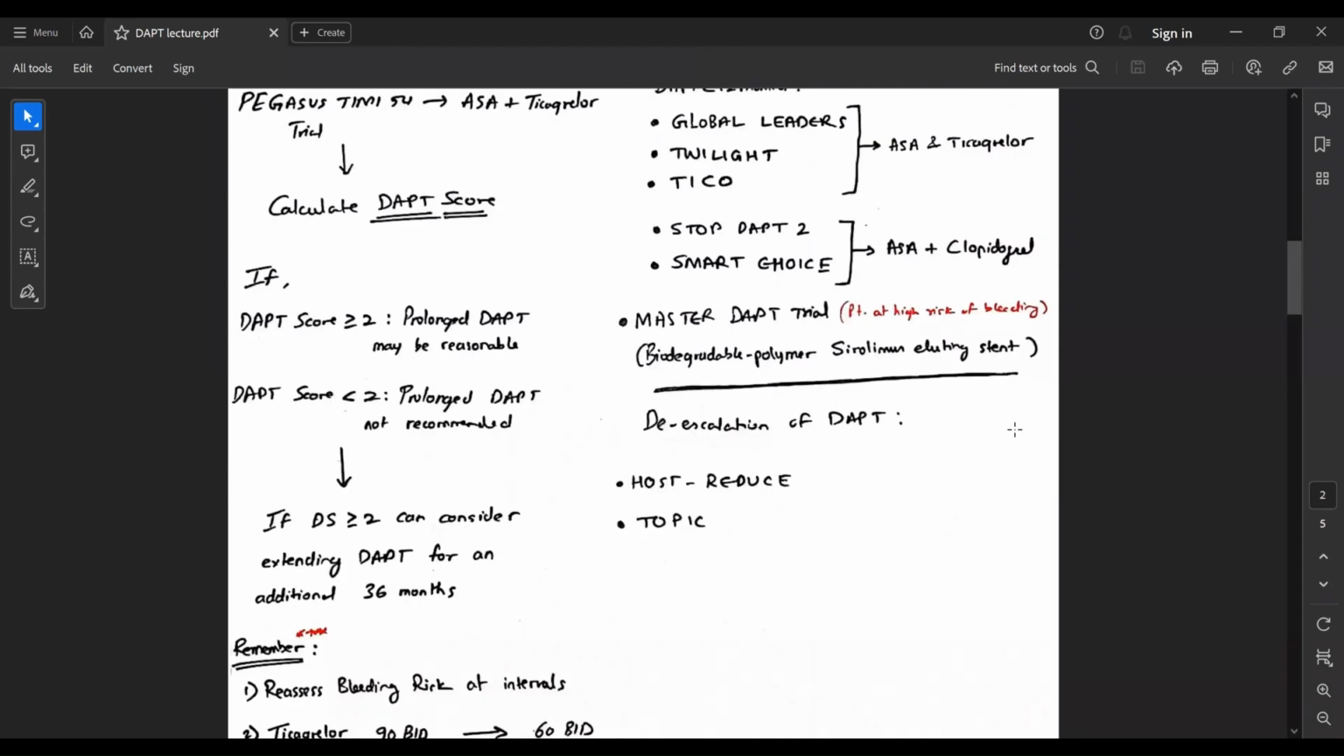One of the important trials that we have is the MASTER DAPT trial, which was done on patients at high risk of bleeding.